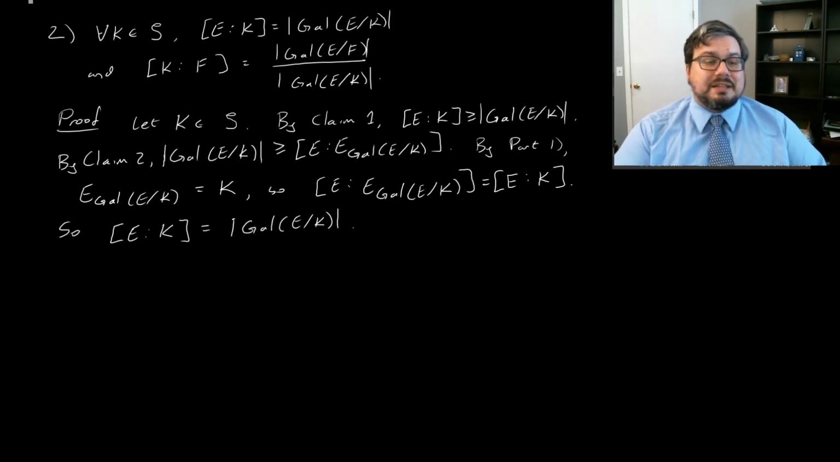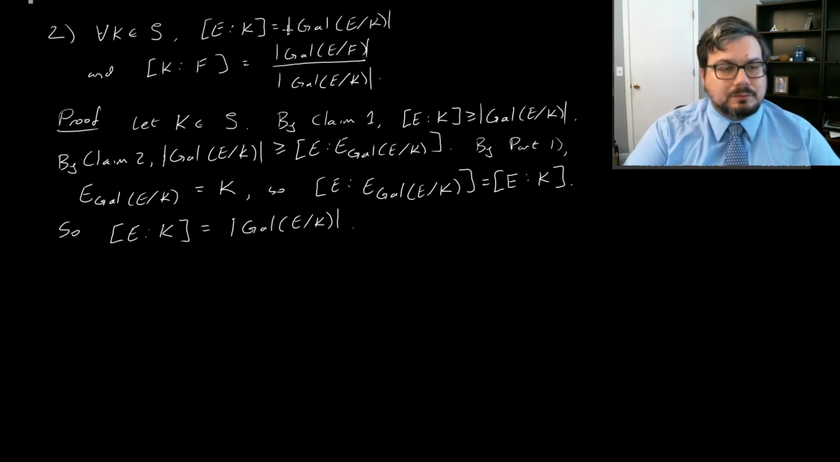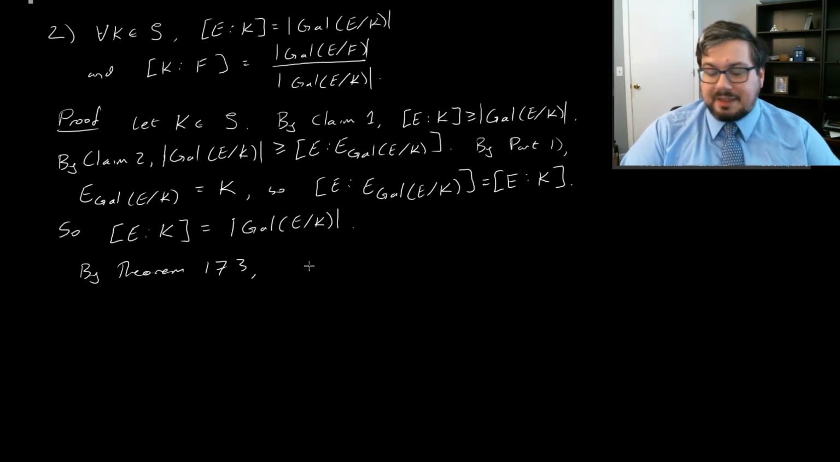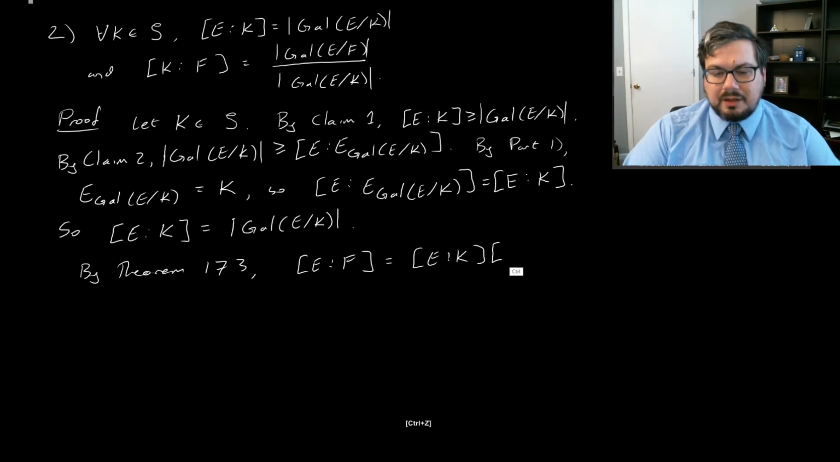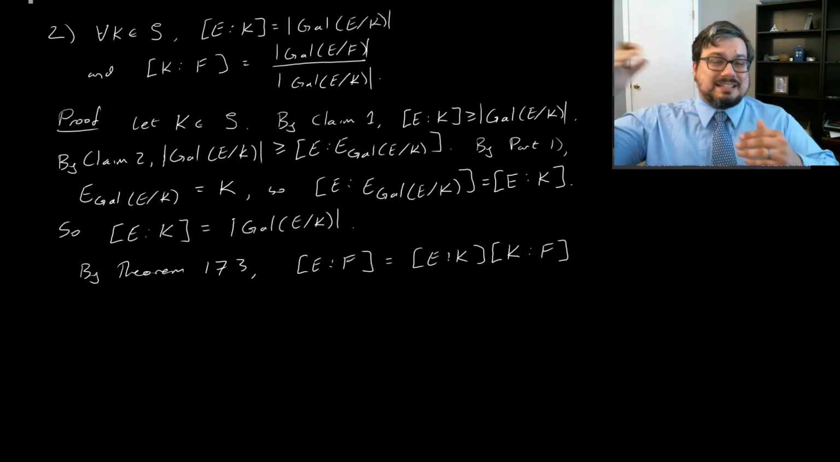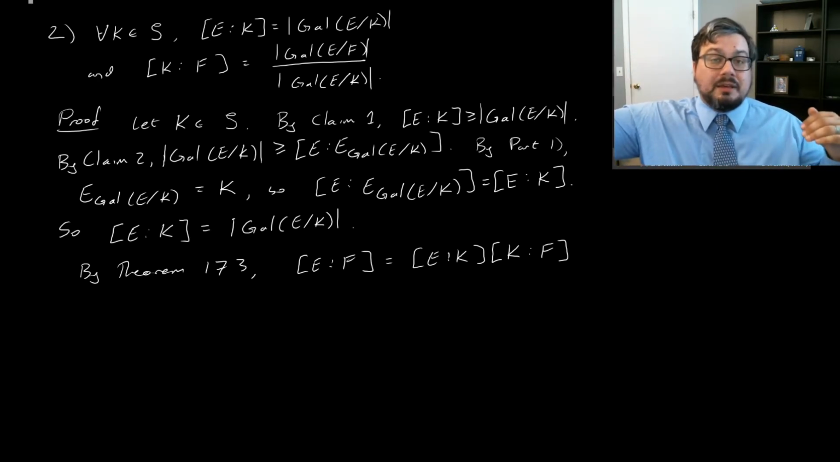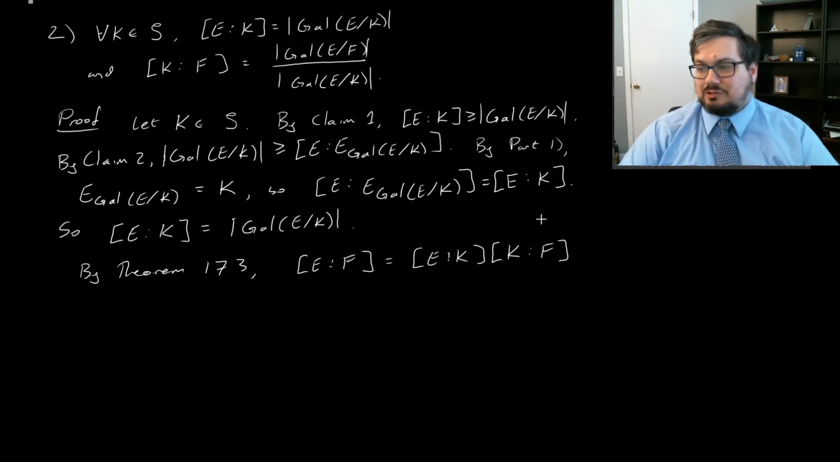Now, the second part is pretty much just using previous results that we have combined with the above statement. So now by theorem 173, we have that the order of E over F is equal to the order of E over K times the order of K over F. This is just what we've noted before, that when we have an extension of an extension, the order of the big extension is the product of the two small extensions inside.